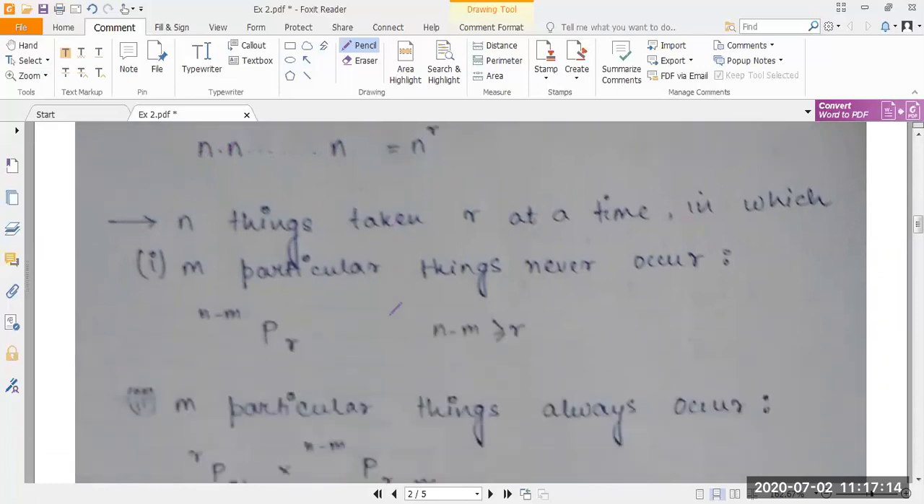Next thing is n things taken r at a time, in which n particular things never occur.